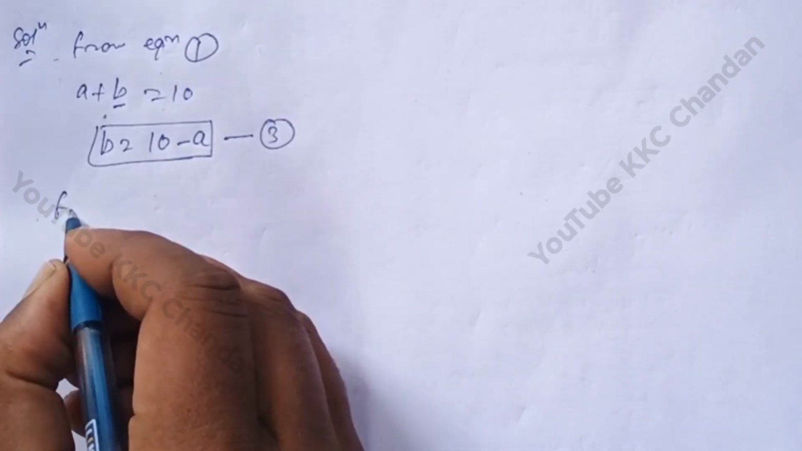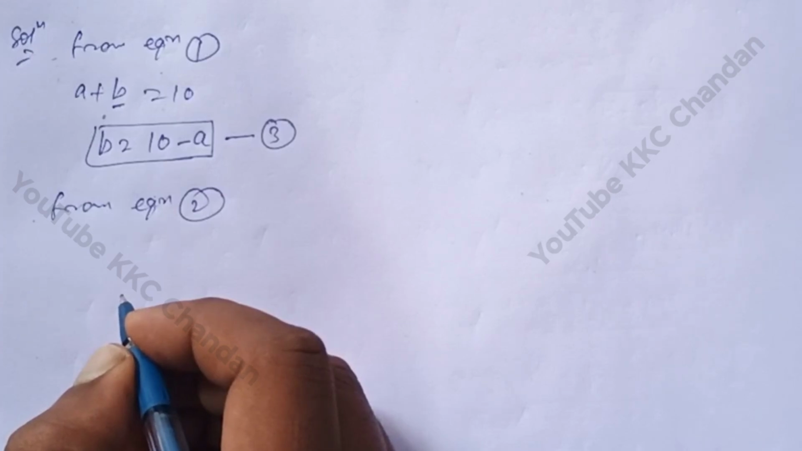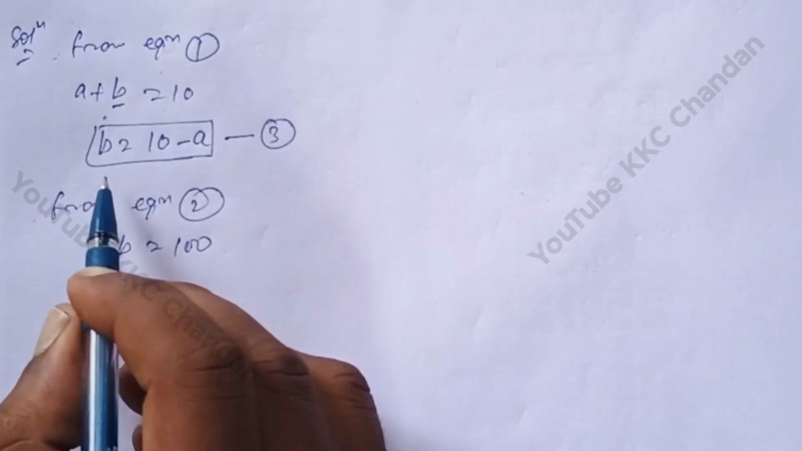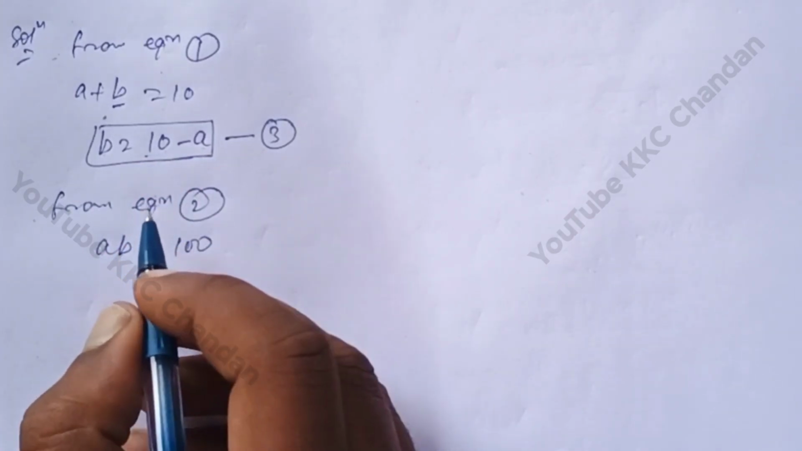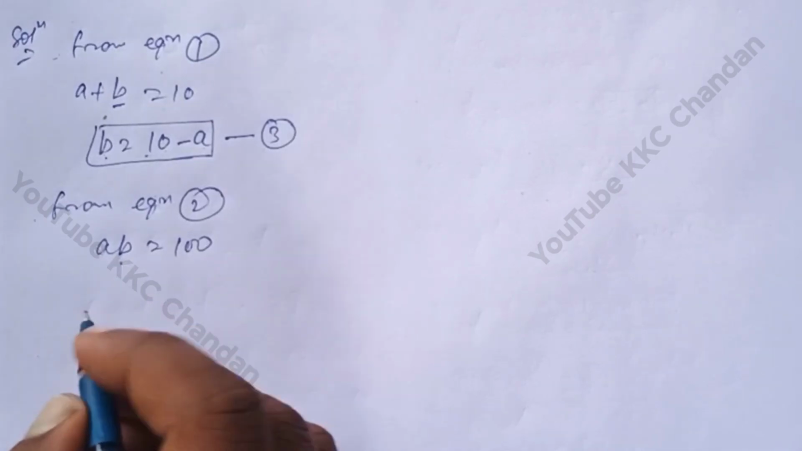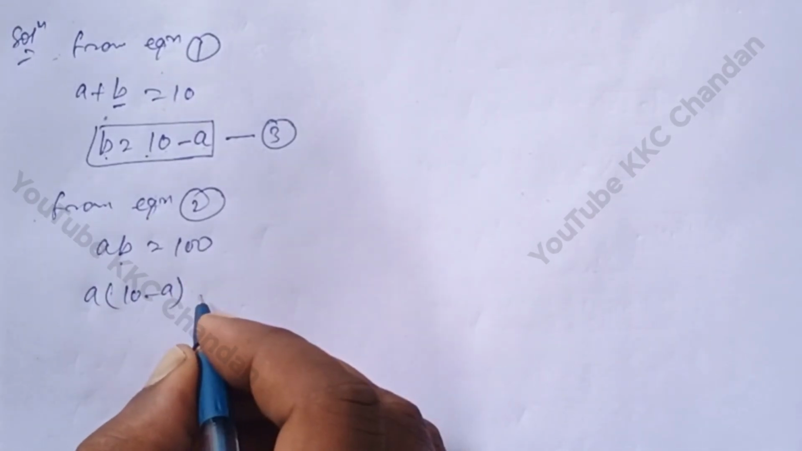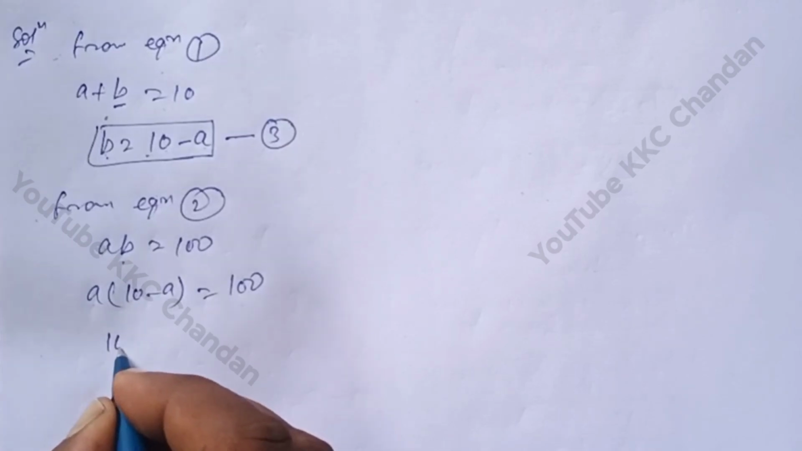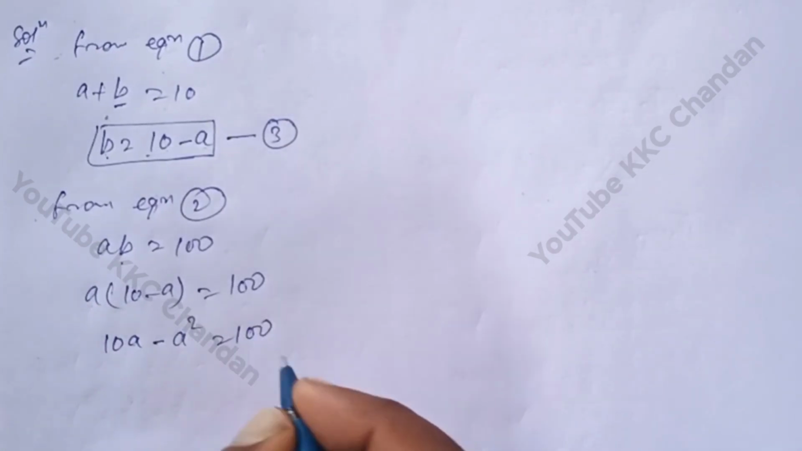See here, from equation number 2. Equation number 2 is telling that ab is equal to 100. See here, b is equal to 10 minus a from equation number 3. The b value is put in this place. See here, a bracket open, b value 10 minus a, bracket close, is equal to 100. After the next step, see here, a into 10, 10a minus a into a, a square, is equal to 100.